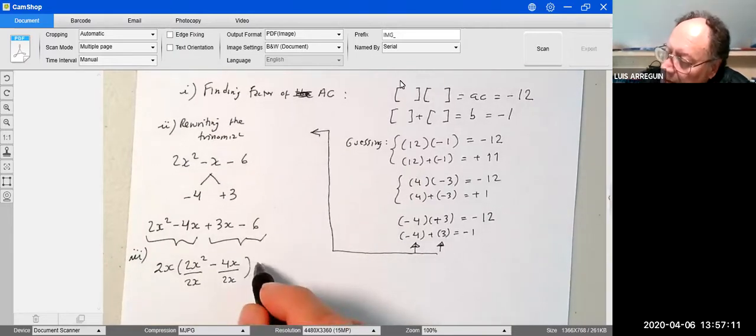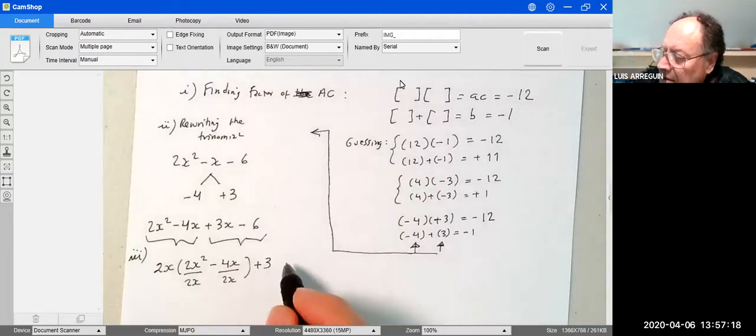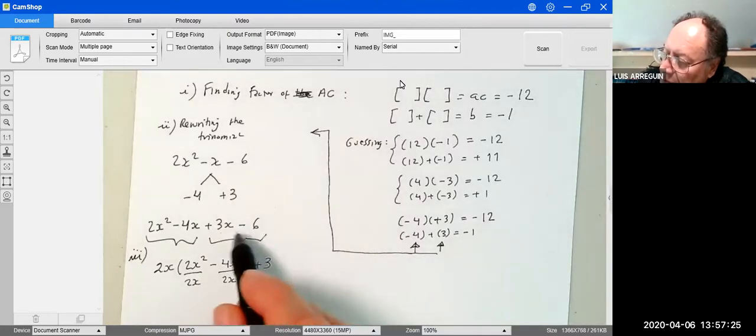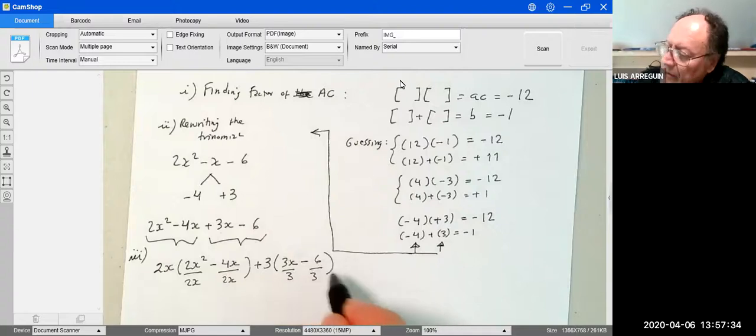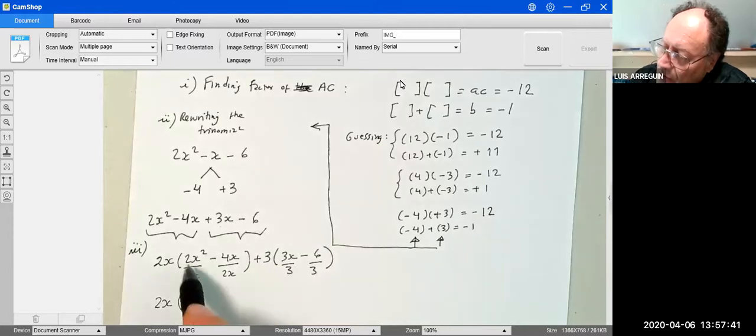Okay, now I have my second group. The greatest common factor for the coefficients is going to be 3. That works for 3 and 6. And I don't need to do anything with the variables because the variable only appears once. So I'm going to write 3x minus 6 divided by 3 and divided by 3. So I'm just going to simplify the fractions. So I'm going to get 2x, my first greatest common factor. Then 2 over 2 is 1. X squared over x is just x.